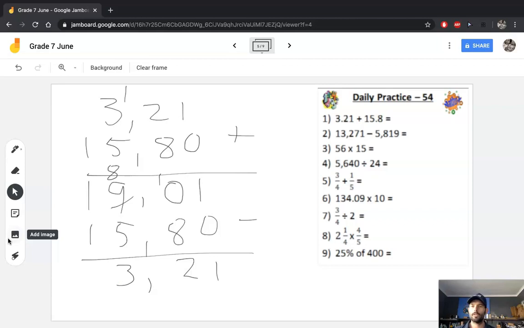You could have subtracted 3,21 from 19,01, and then that should have given you an answer of 15,8. That's the second way to check that calculation.